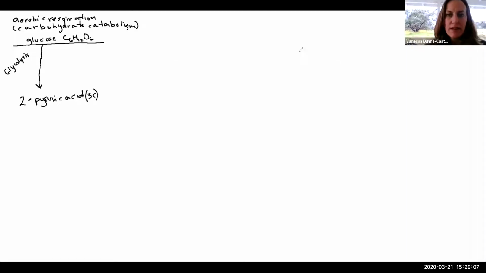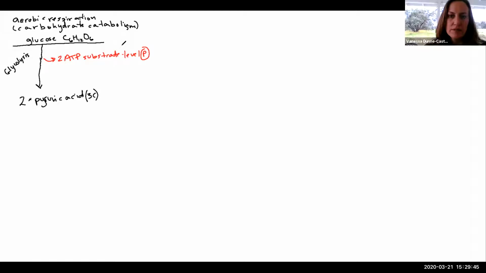Now in this process we have ATP, right? So a net total of 2 ATP generated via substrate level phosphorylation. Right, there are 2 that are used, there are 4 that are produced, and therefore a net total of 2 ATP through substrate level phosphorylation.